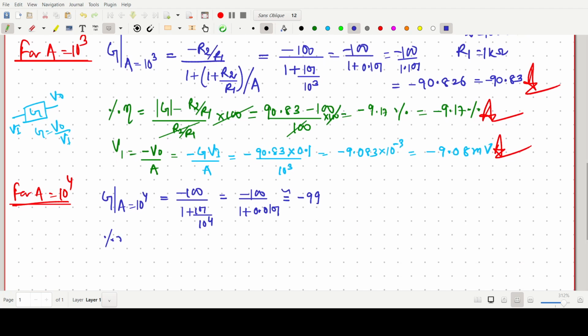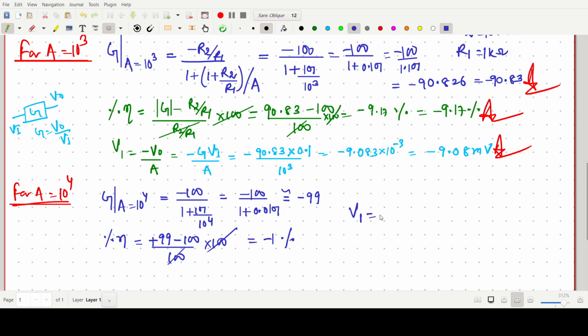Now G is known to us. Now the relative error: G minus R2 by R1. It should be minus 99, so make it plus 99 in magnitude, minus R2 by R1, 100, into 100 over 100. This cancels out, so it should be minus 1 percent. So the percentage error is also known to us.